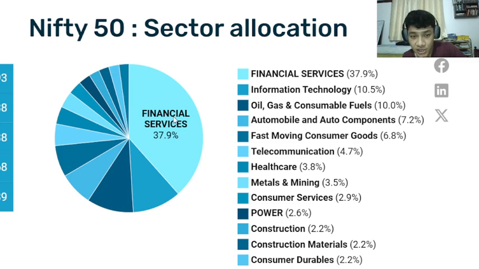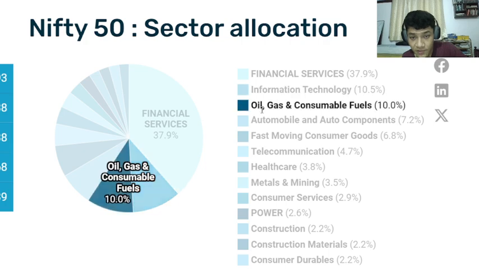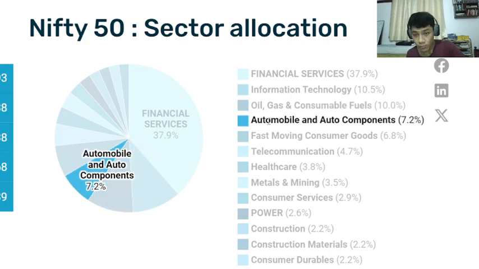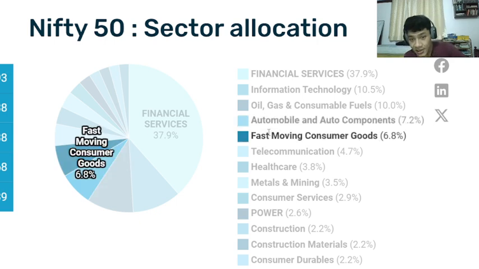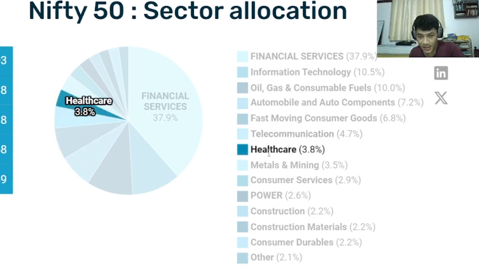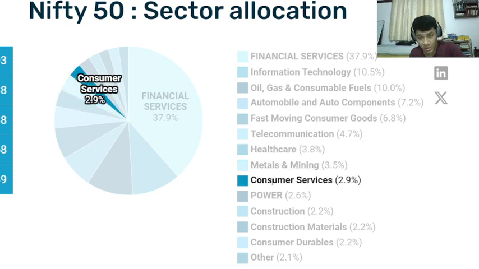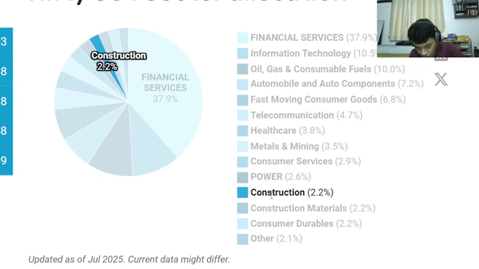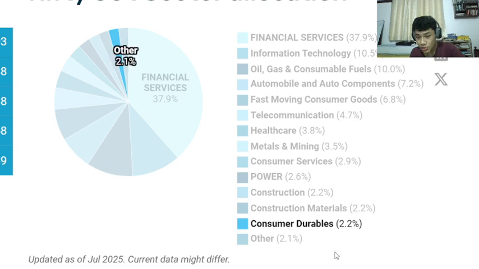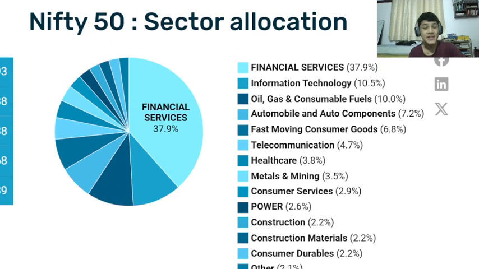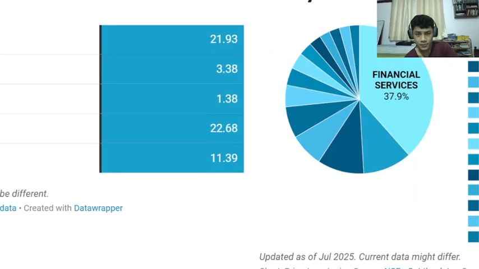followed by the information technology sector. Then we have oil, gas, and consumable fuels, followed by automobile and auto components, and the fifth being the fast moving consumer goods sector. Then we have telecommunication, healthcare, metals and mining, consumer services, power, construction, construction materials, and consumer durables. So 37.9% dominated by financial services, more than one third, and information technology around 10%. Oil, gas, and consumable fuels, 10%. Automobiles.